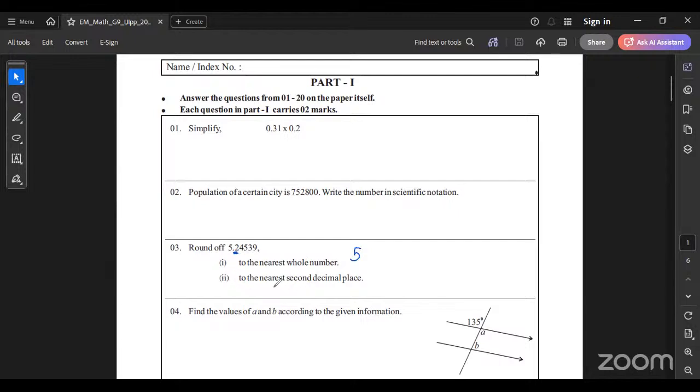Part 2. To the nearest second decimal place. When you're considering the second decimal place, 5.245. Yeah. Consider the third decimal. If you want to round off to the nearest second decimal, you have to consider the third decimal, whether it is more than 5 or 5. You can add 1 to the second one. What is the answer? 5.25.